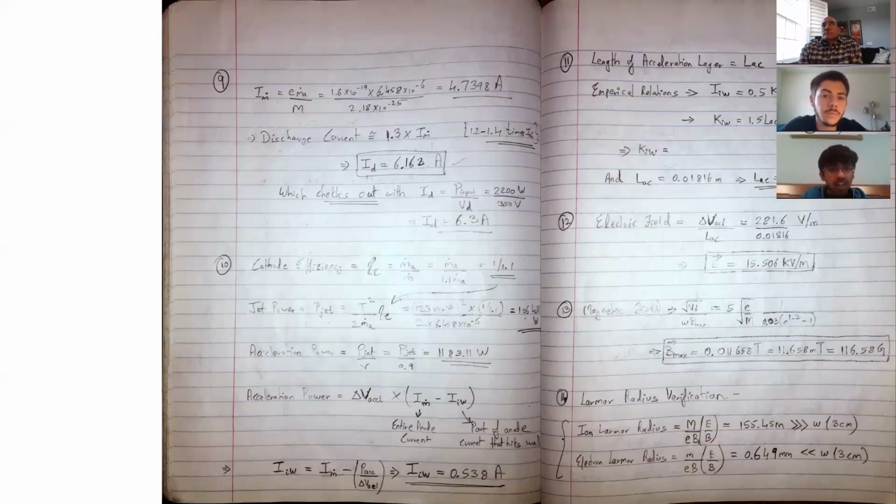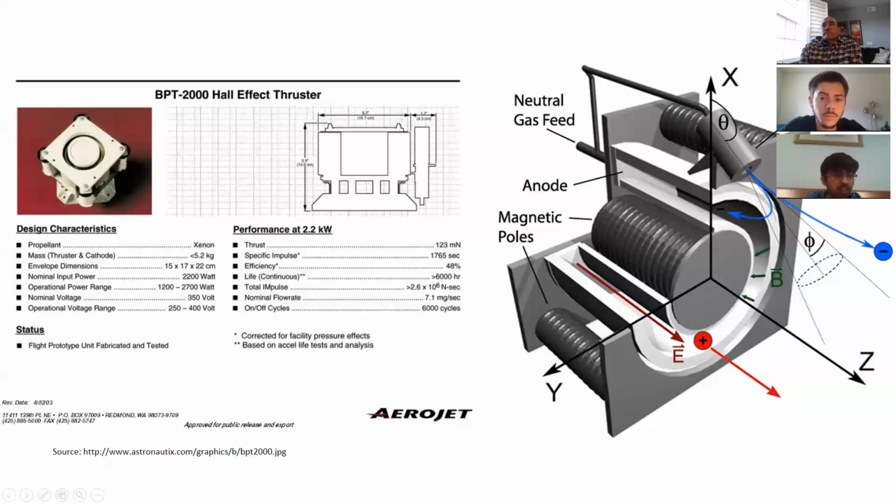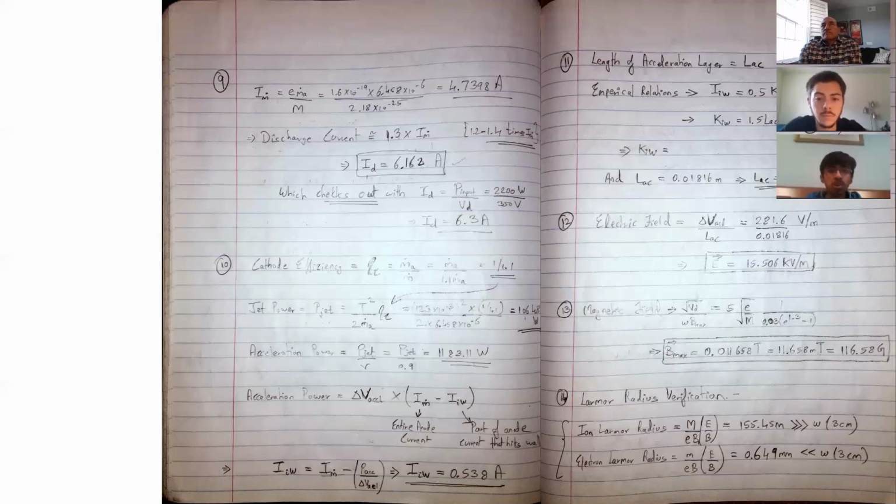Now, I went back to do checks. We can do a back check, because we know the power input is basically equal to VI. The input power we know from this picture is a 2.2 kilowatt thruster, so it's about 2,200 watts. So 2,200 watts equals VI, out of which we know V, which is 350 volts, and which gives an I of about 6.3 amps. So I concluded that the discharge current calculated must be about right.